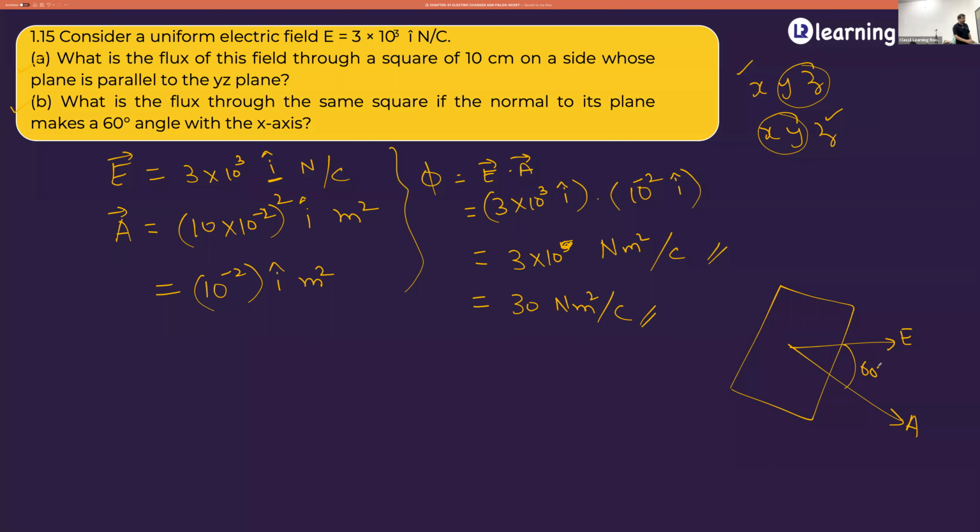So what is going to be the flux? Flux will be equal to EA cos theta. E into A I already know, which is 30, into cos 60, which is half. So the answer will be 15 Newton meter square per coulomb. Clear? So it is going to be 15 Newton meter square per coulomb.